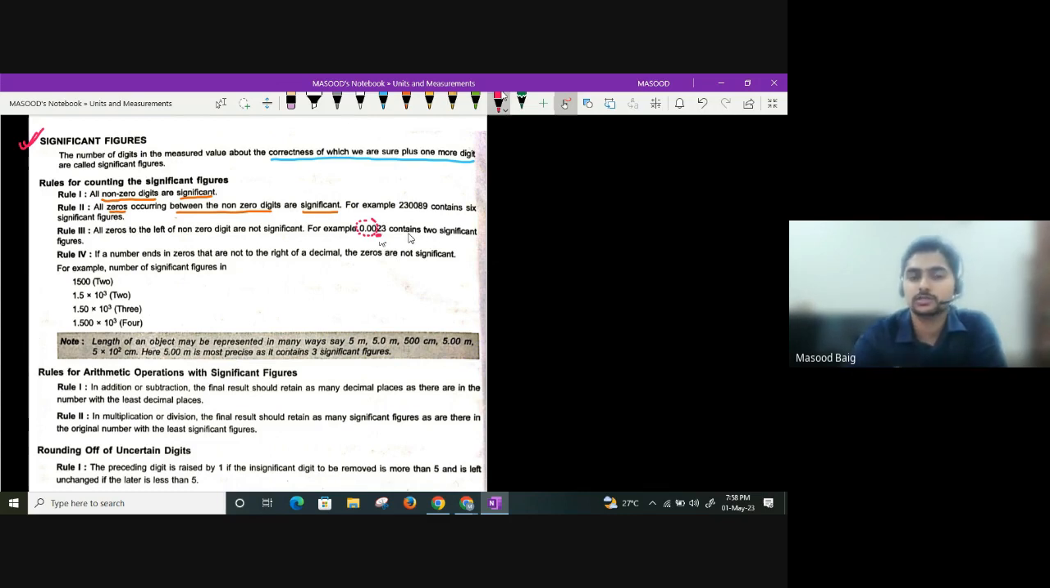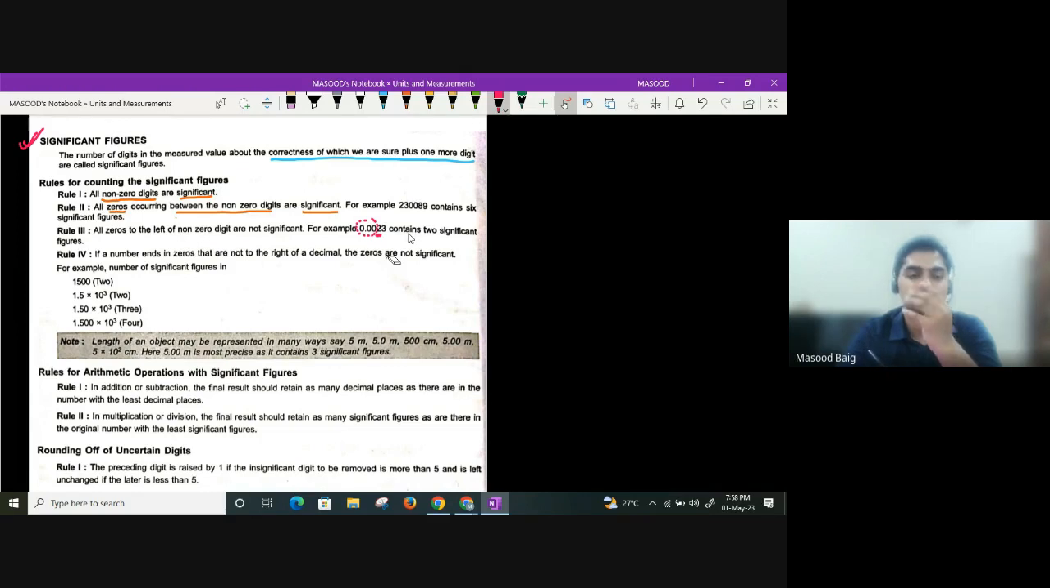These are the rules that you should be aware of for finding the significant figures. All non-zero digits are significant. Zeros between two non-zero digits are significant. Trailing zeros, meaning zeros at the end: if a decimal point is not there, they are insignificant; if a decimal point is there, they are significant. And if a number is less than 1, zeros before the first non-zero digit will be insignificant.